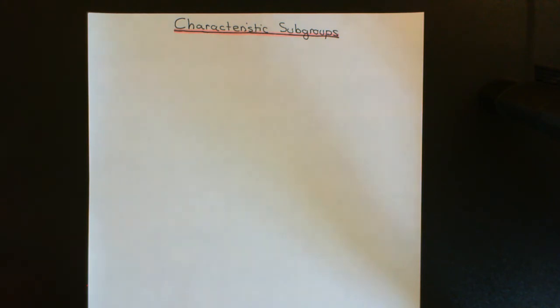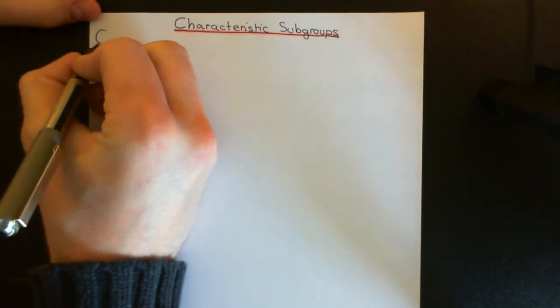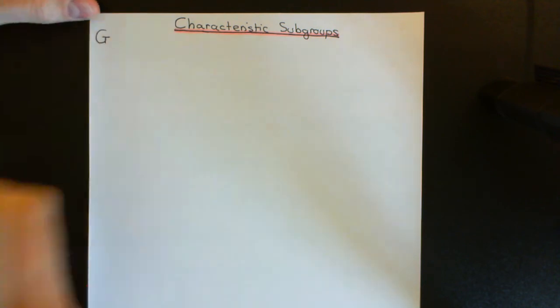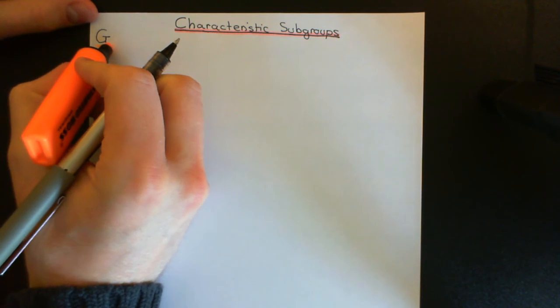So firstly, let's just do the setup. We're going to be working with some group capital G, and this is some arbitrary general group. It doesn't need to be anything special. It can be finite or infinite, it can be abelian or non-abelian. It's just a general group capital G, and we are going to see what a characteristic subgroup of this general group is going to be, what the definition of that is going to be.